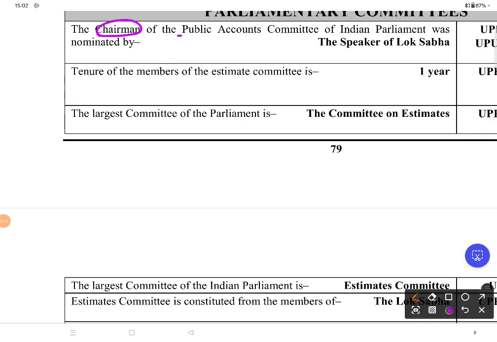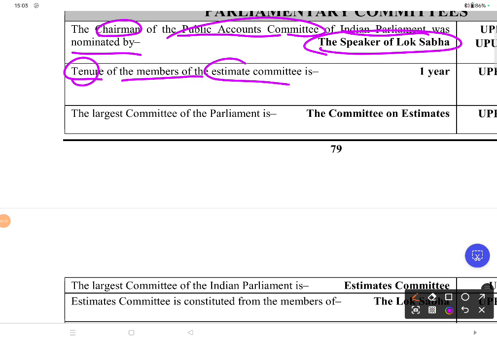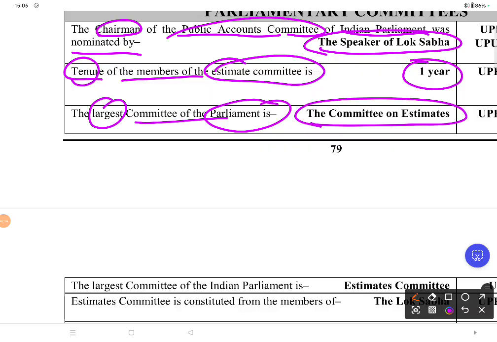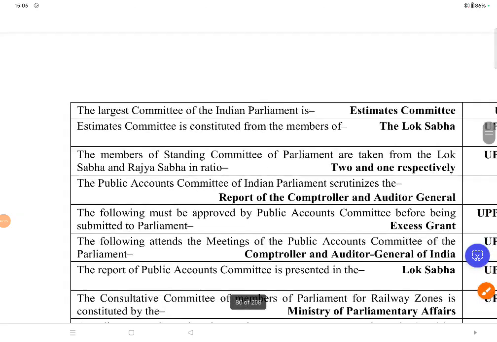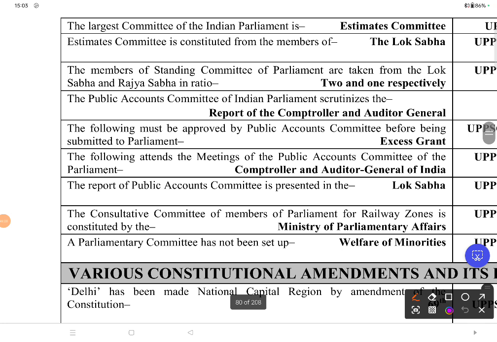The chairman of the Public Accounts Committee of Indian Parliament is nominated by the Speaker of Lok Sabha. The tenure of the members of Estimates Committee is 1 year. The largest committee of the Parliament is the Committee on Estimates.